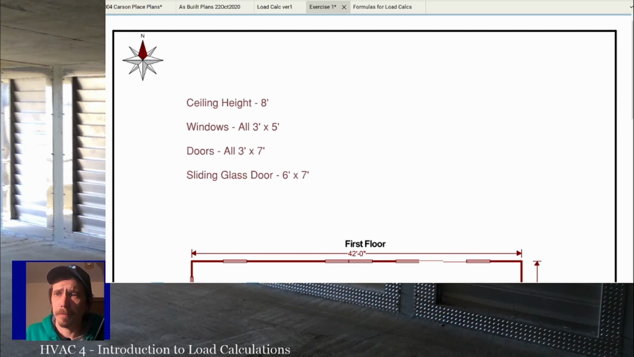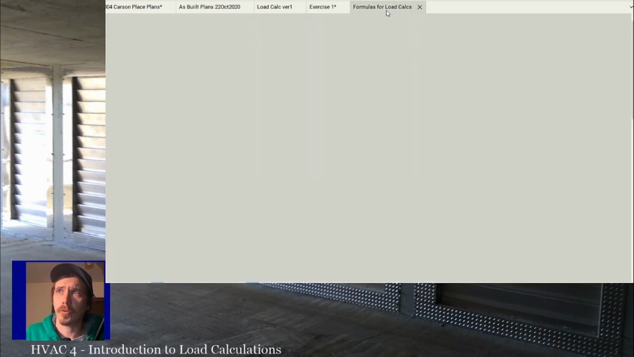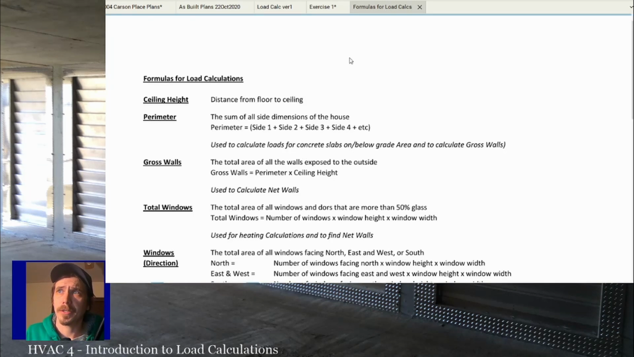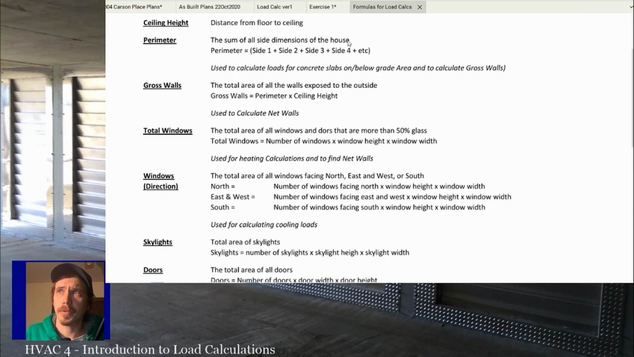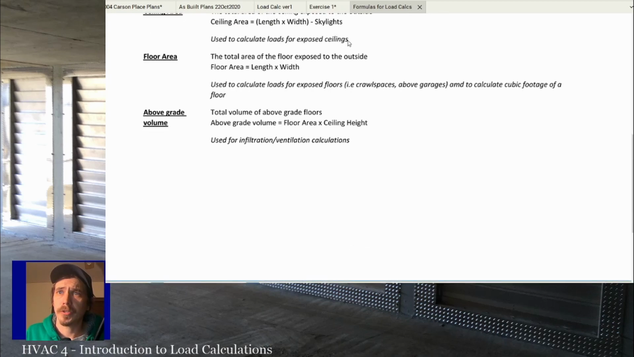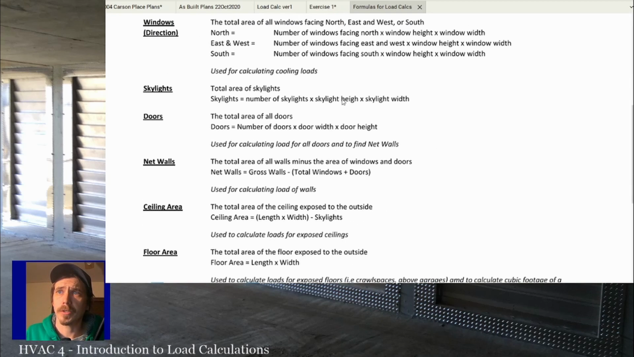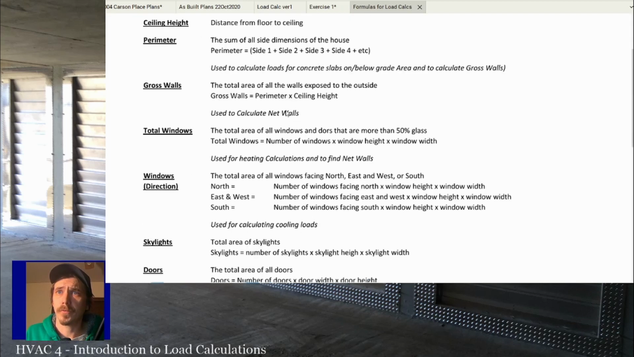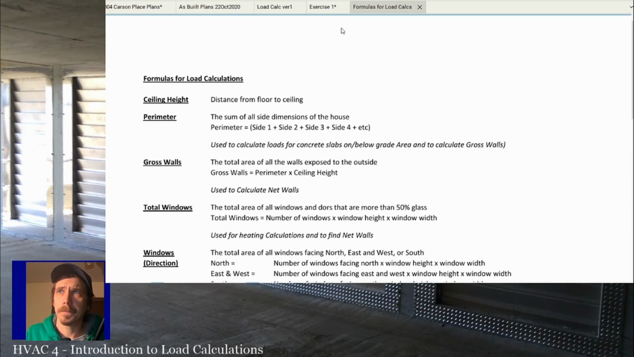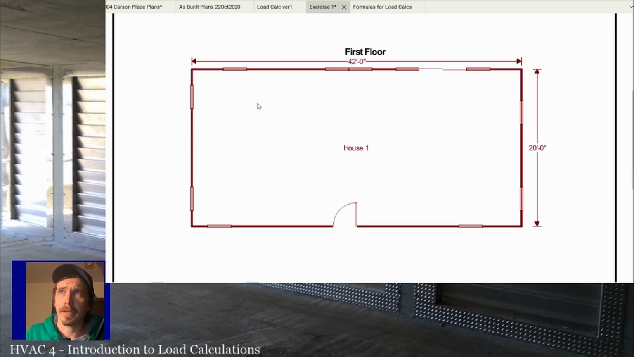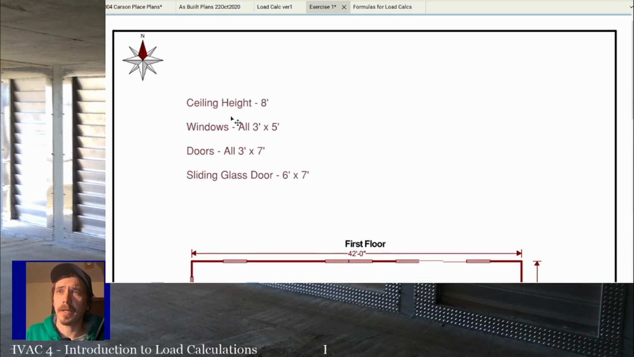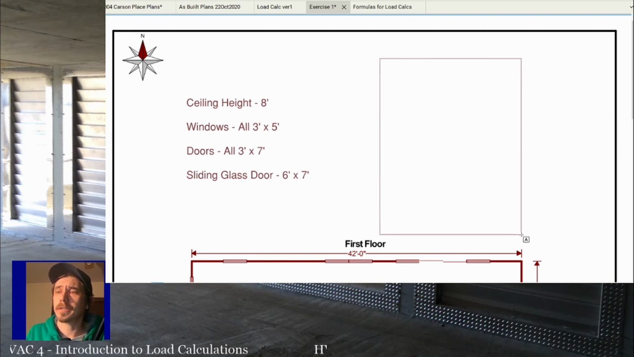I know a couple people just jumped in. If you just jumped in and have access to it, go to Google Classroom. There's material up that says formulas for load calcs, and that's what we just talked about, all the formulas we're going to be using here. We're going to go through them one by one, look at them on this exercise, and calculate all the things we're going to need for this house. So let me draw a text box.